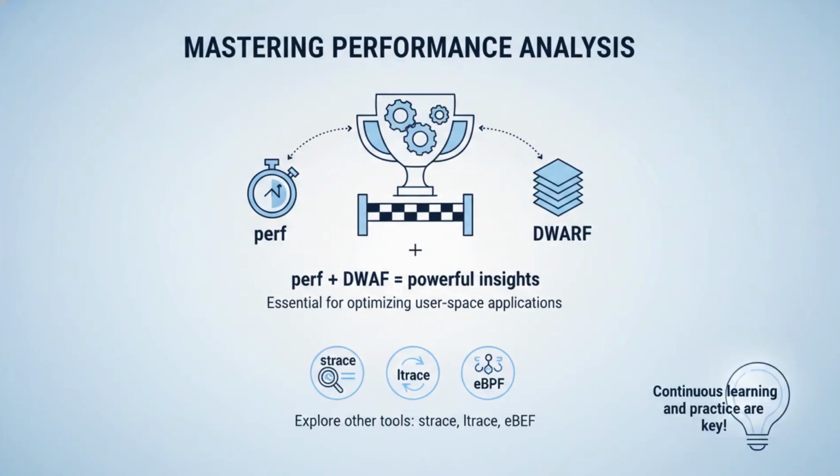In conclusion, the combination of perf and DWARF debug information provides an incredibly powerful toolkit for understanding and optimizing the performance of your user space applications. Perf gives you the raw data and insights into system events, while DWARF translates that data into meaningful, source-level context. Mastering these tools is essential for anyone developing high-performance software, allowing you to move beyond guesswork and make data-driven optimization decisions. Don't stop here. Explore other Linux tracing tools like strace, ltrace, and the emerging capabilities of eBPF for an even deeper dive into system behavior.